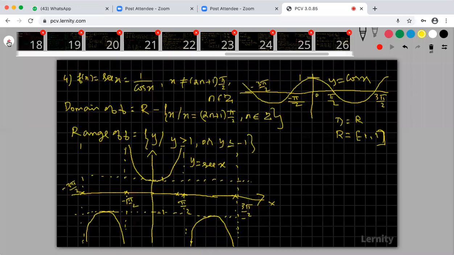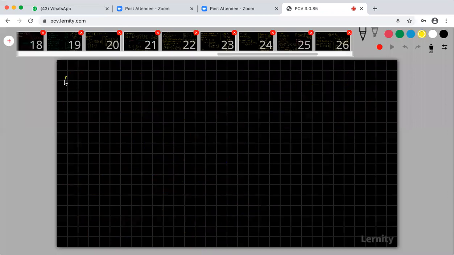Okay, the next one is tan x. f of x is equal to tan x. What is the domain of f? The tan x is not defined at some points, because what is tan x? Tan x means sin x by cos x. If this cos x is 0, the function is undefined.